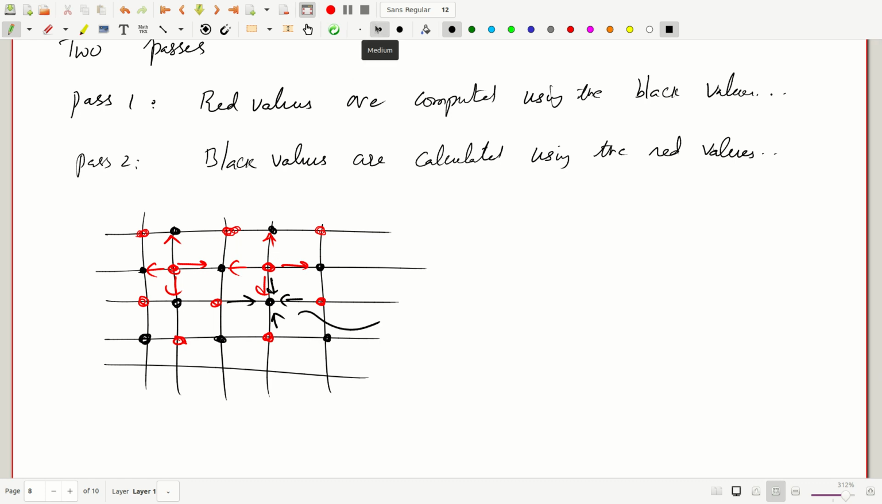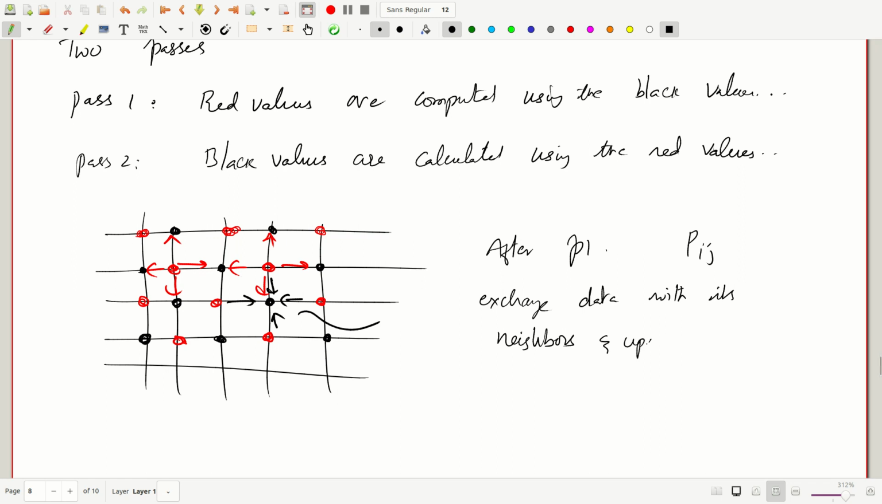Okay, that means after phase 1, after pass 1, what happens is that the process Pij needs to exchange data with its neighbors, right, and update red cell values, or red node values. That means process Pij has to exchange data with Pi plus or minus 1, j plus or minus 1, depending on whether you use a 1D or 2D decomposition.